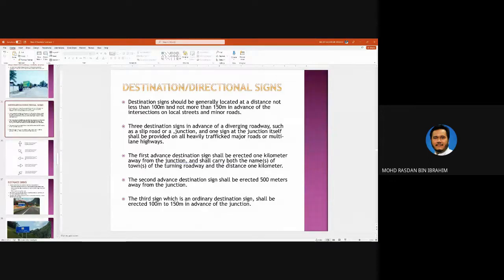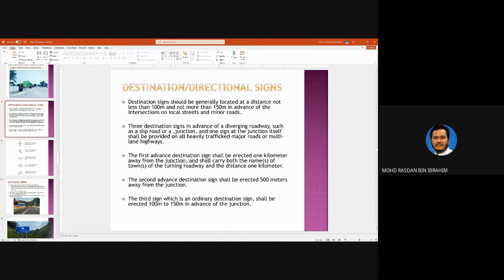And also, if the distance is standardized, you will have a sense when you are driving, you see that signboard, you know that the junction is going to be somewhere between 100 to 150 meters. If it's not standardized, some authorities put it 200 meters, some authorities put it 50 meters. So people will have difficulty in judging which one is the actual junction, something like that.